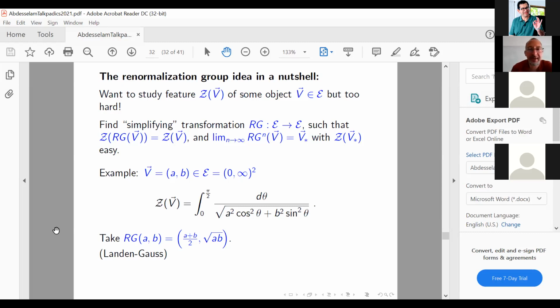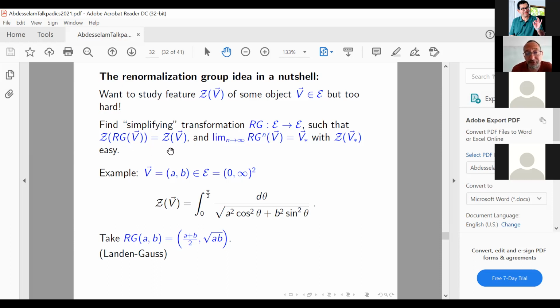in math. So the idea is, suppose you want to understand something, let's call it Z of V. So it's a feature of some object, V. How do you do that when it's too hard? Well, first you have to see the object as a particular element of a larger set of similar objects, E. And if you're lucky, maybe you can find a transformation from the set of objects to itself, which I will denote by RG, such that we have this exactly. What does that mean? That means the transformation preserves the feature that we are interested in.